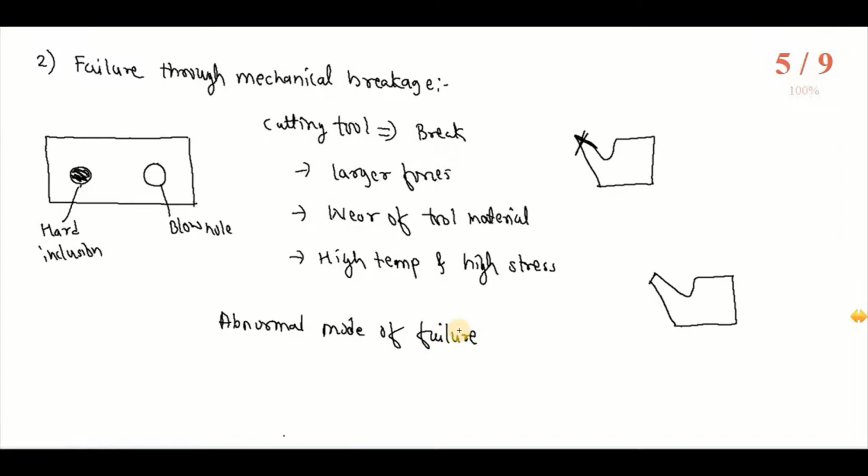Abnormal mode of failure, because the failure duration is not repeatable. In a cast part, if we have hard inclusions, blowholes, or larger forces are applied, or if the tool wear is more and the temperature induced is higher, then we get plastic deformation and also failure due to mechanical breakage. So these are the abnormal modes of failure.